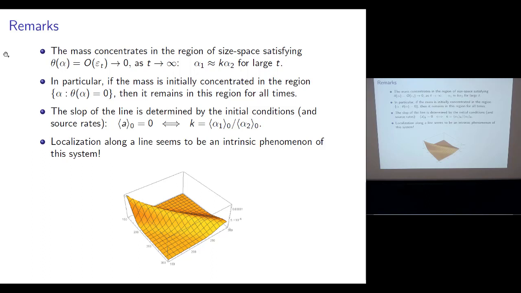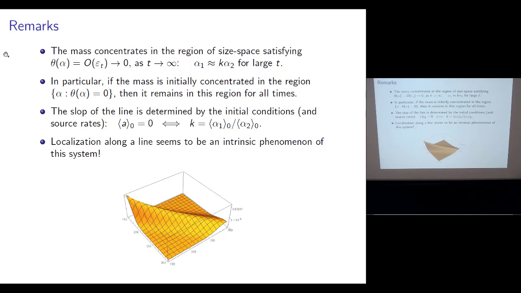So the mass concentrates in the region of space satisfying theta equal to order of epsilon t, so in the region where alpha 1 is approximately equal to k alpha 2. And if initially it is concentrated there, then it remains in that region. The slope is determined by the initial conditions in this case, and in the case with source, it will be determined by the source.